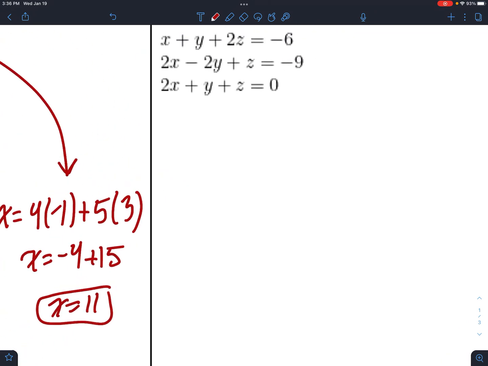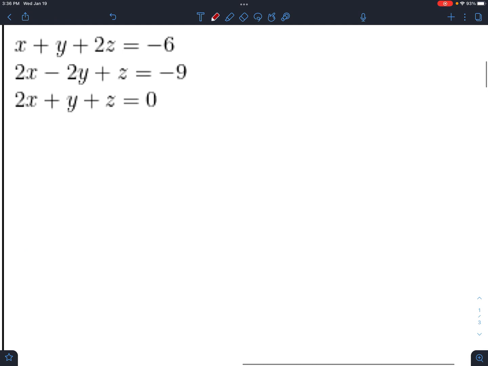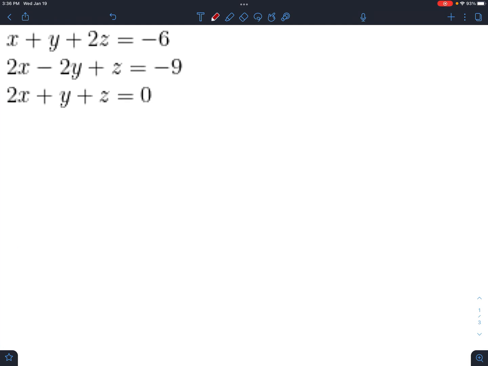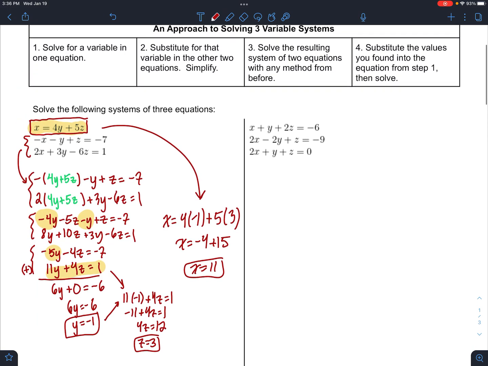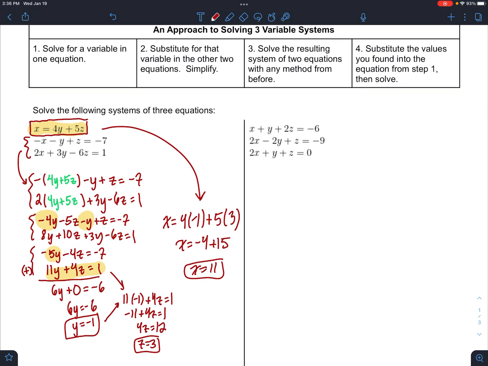Okay, let's take a look at this one. So same type of strategy. The strategy last time, if you look, was solve for a variable. Step 1, we did that, got x. We substitute that in green. We found the other, and we simplified that, and that gave us a system, this one. And then we solve that like we know how, and then we substitute back those two values into the original.